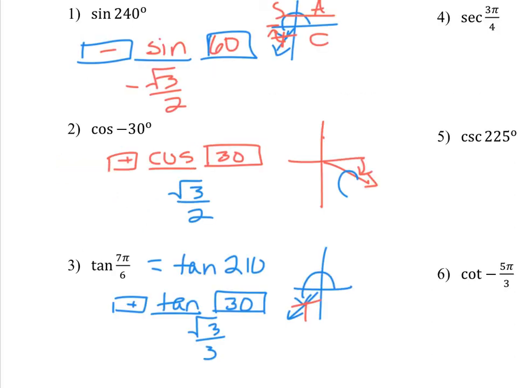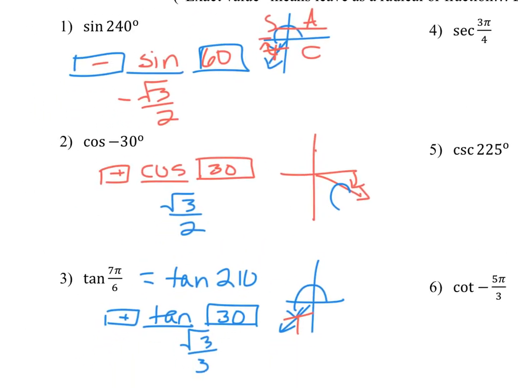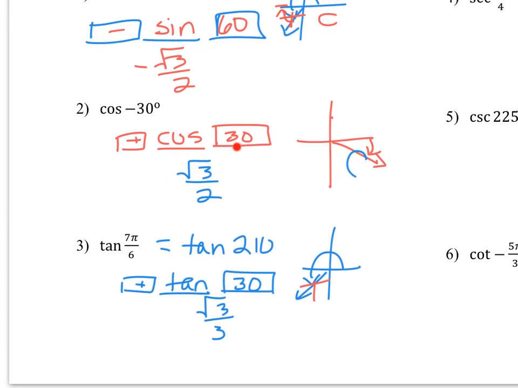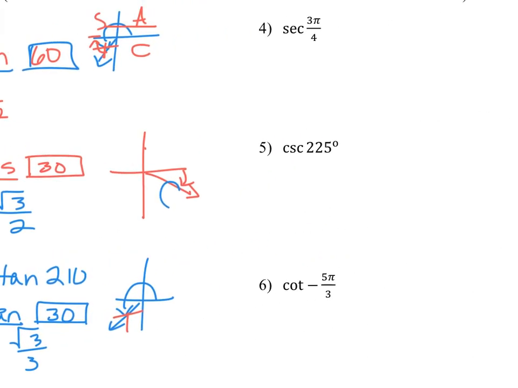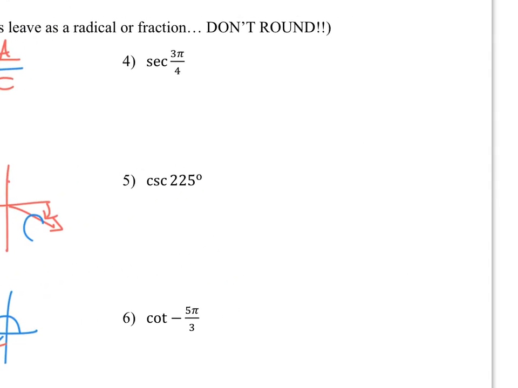All right, so here are the answers to this one. Number 1, negative radical 3 over 2, number 2, positive radical 3, and number 3, positive radical 3 over 3. Okay, so we'll practice this more in class, but we're going to do a little bit with secant, cosecant, and cotangent because we don't have to memorize those, but you may find it useful.